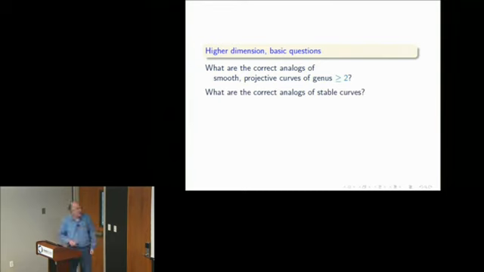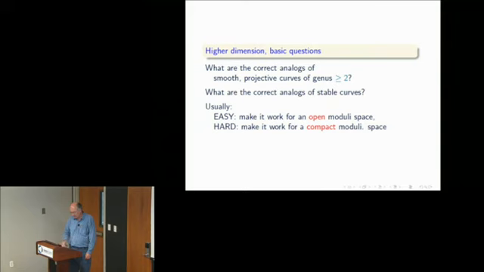Now the higher dimensional questions that I want to address. First, what are the correct analogs of smooth projective curves of genus at least 2? What should correspond to the interior of the moduli space? And what are the correct analogs of stable curves? What kind of more singular and reducible limits do we allow?